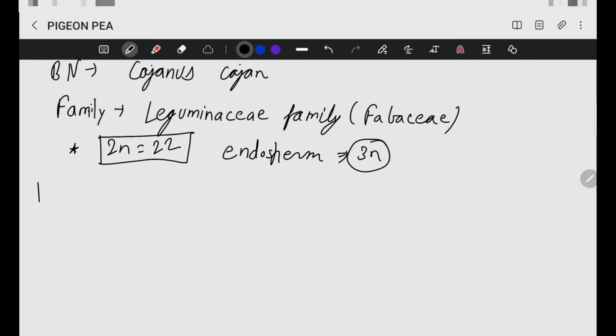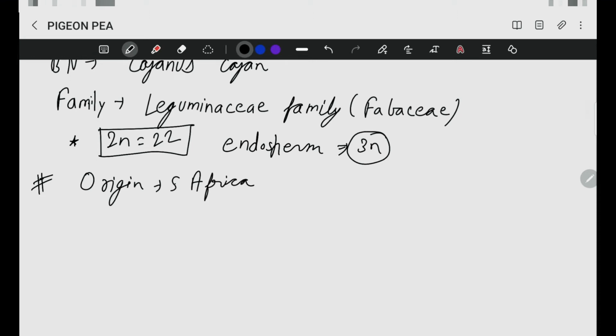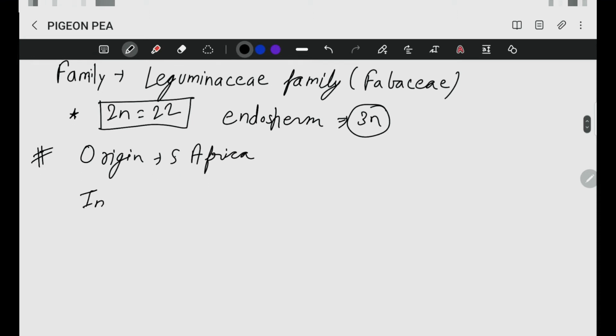Okay. Now most important point. Whenever I use this symbol, that's a VVI point. So our VVI point is origin. Origin of pigeon pea is Africa, South Africa. Okay. Now let's talk about inflorescence. Inflorescence is axillary raceme. In all pulses the inflorescence is axillary raceme.